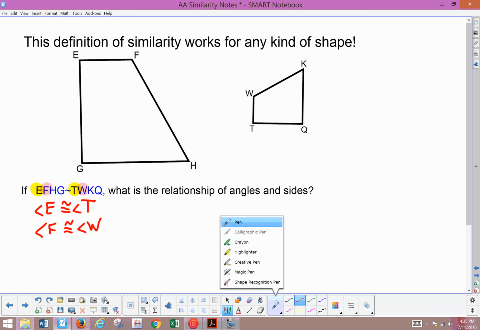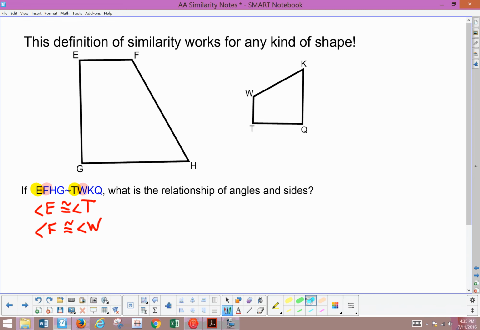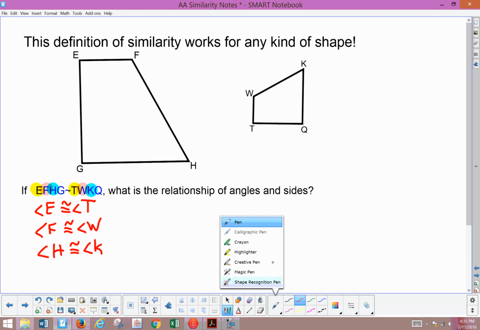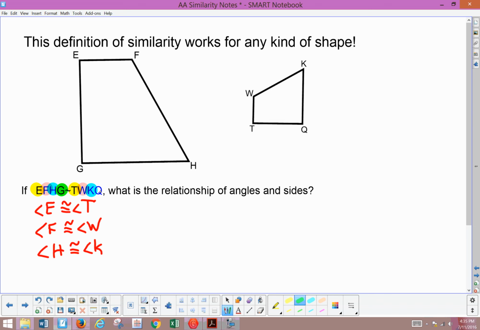If I take a look at the next one listed, it is an H. In the right one, it's the K. So that is my matchup. That's going to be angle H is congruent to angle K. And the last of my matchups, I have a G and a Q. So that means I can say angle G is congruent to angle Q.